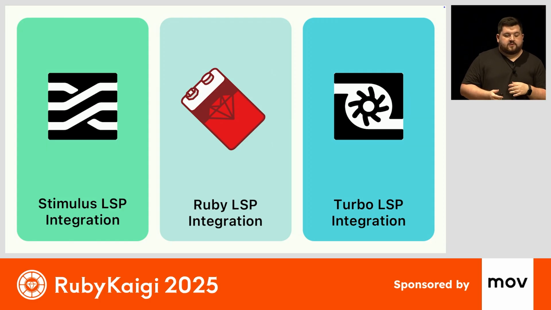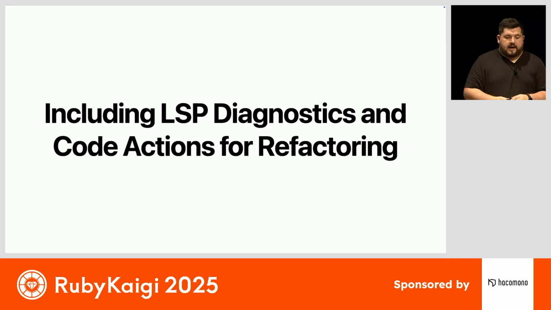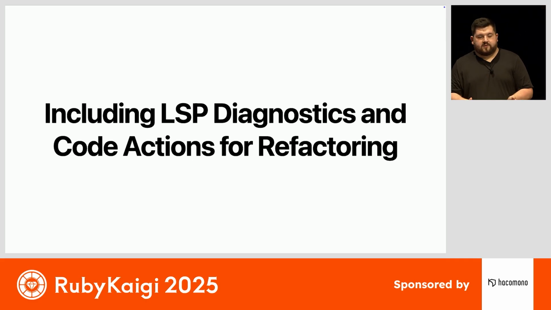This means we want to add it to Stimulus LSP. Maybe we can write a Ruby LSP add-on to integrate it into Ruby LSP directly for handling the ERB files there too. And also more advanced tools for Turbo LSP, so we can look at all the turbo frames and turbo streams, the helpers, to make it easier to work with. So we want to add more diagnostics, more code actions, refactoring tools, transformations, and all that stuff.